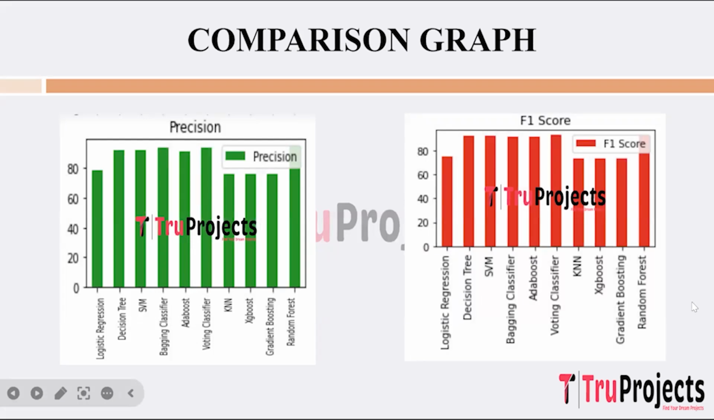Here on the x-axis we have algorithm name and on the y-axis we have F1 score. F1 score is the harmonic mean of precision and recall. It is a balanced measure that considers both false positives and false negatives. It is calculated as 2 times the product of precision and recall divided by the sum of precision and recall. It provides a single metric that balances precision and recall, making it useful when we want to consider both false positives and false negatives in the evaluation.